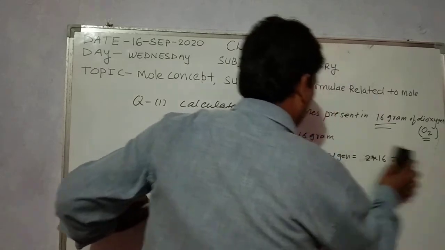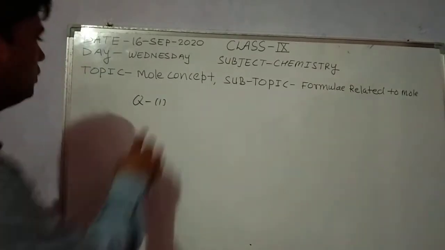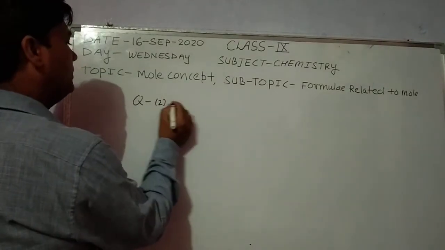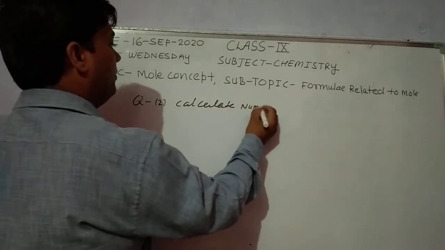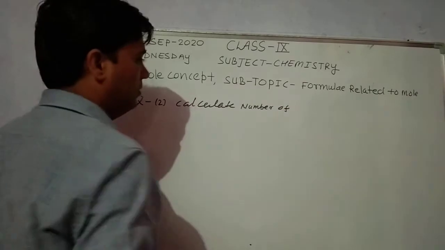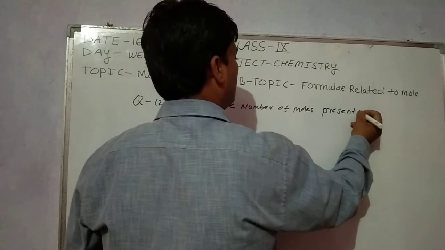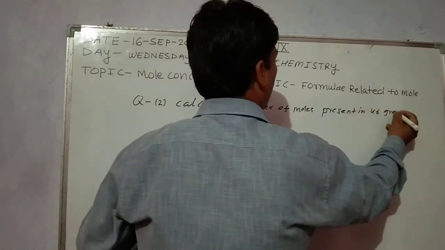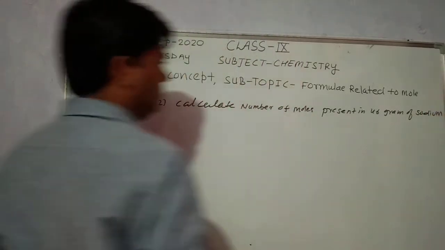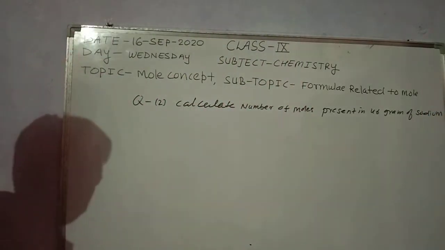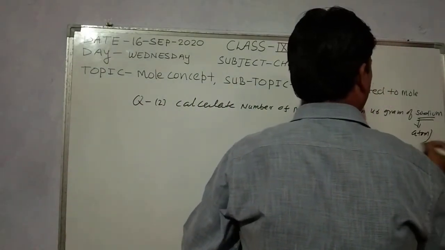Next question, which is related to atoms. Question number 2: calculate the number of moles present in 46 gram of sodium. 46 gram of sodium. In this case sodium is present in the form of atoms.